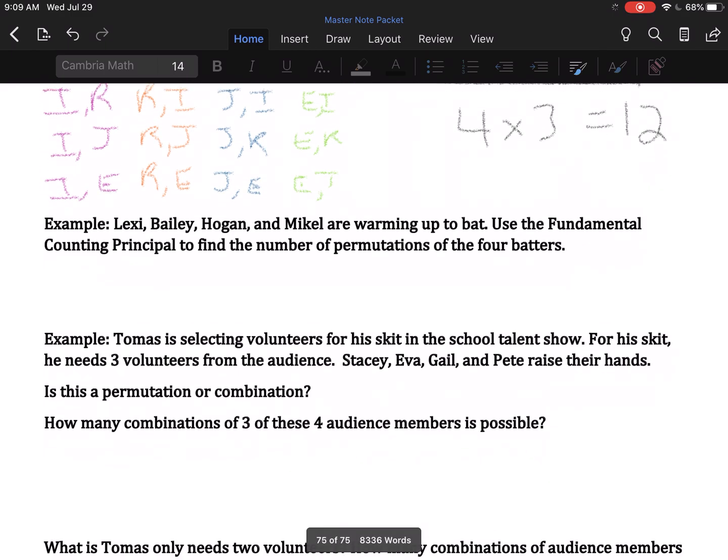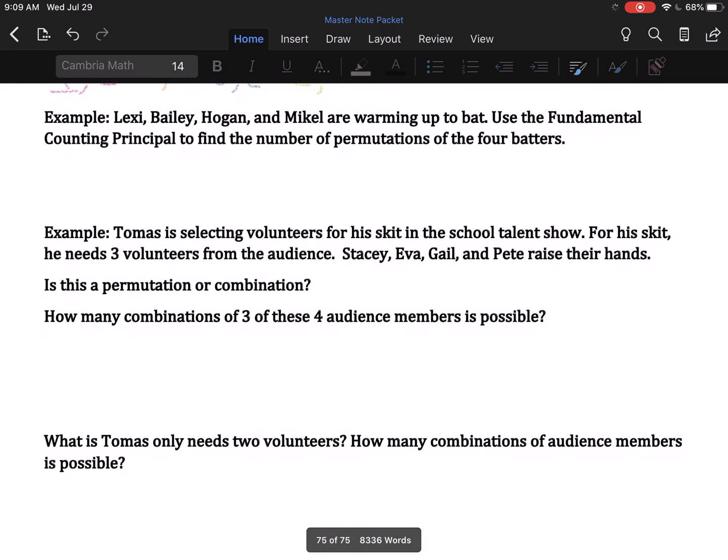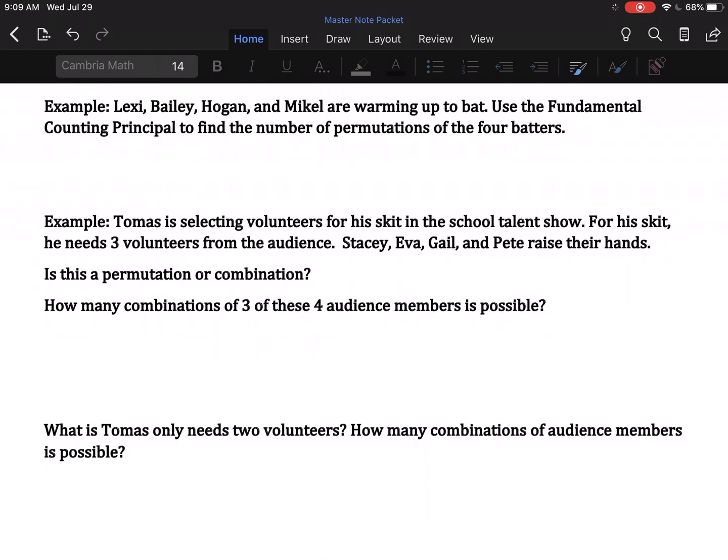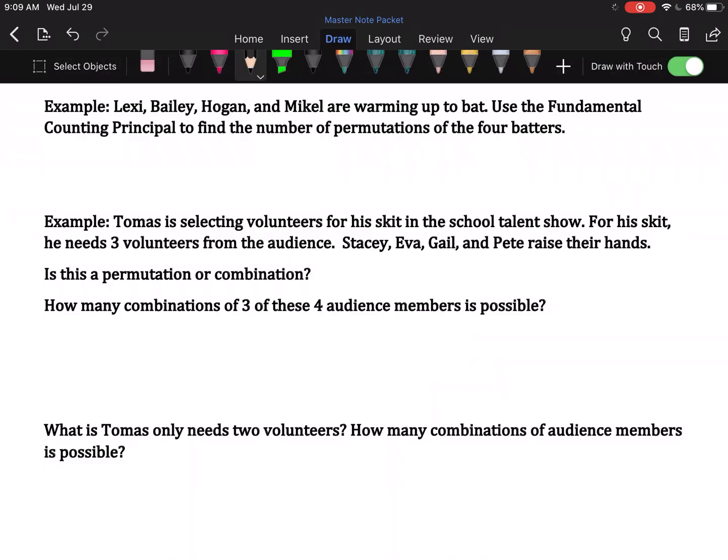Lexi, Bailey, Hogan, and Michael are warming up to bat. Use the fundamental counting principle to find the number of permutations of these batters. So there are 4 kids. How many choices do you have for the first batter? Well, you can pick from any of those 4. For the second batter, now there's only 3 left to choose from. Then there would be 2 left to choose from. And then there's just whoever's left.